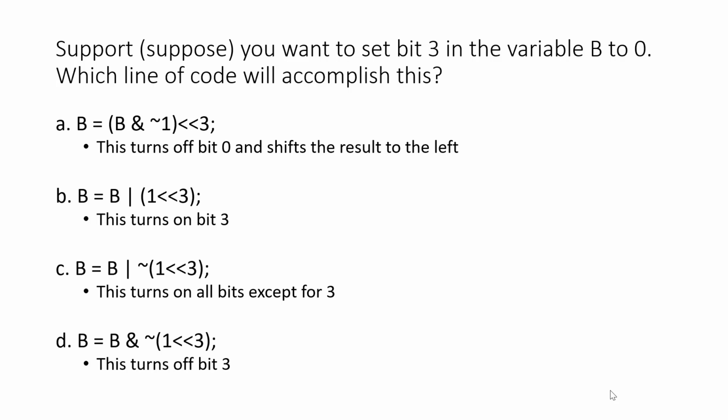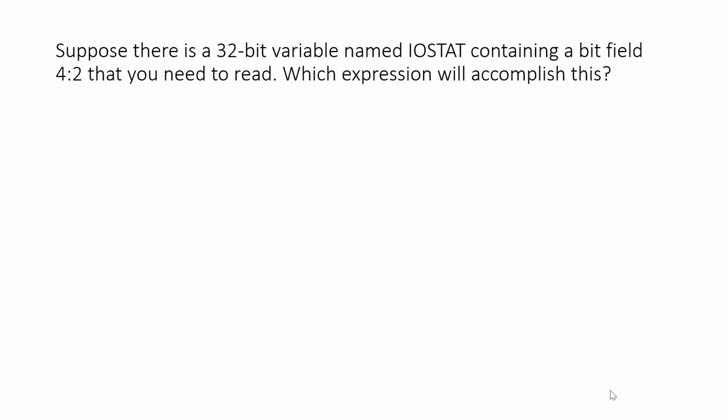This one will mask off bit 0 and then shift the whole thing 3 bits to the left. That makes no sense at all, right? So it must be D. Suppose there's a 32-bit variable named IOStat containing a bit field 4 down to 2 that you want to read. What expression will accomplish this?